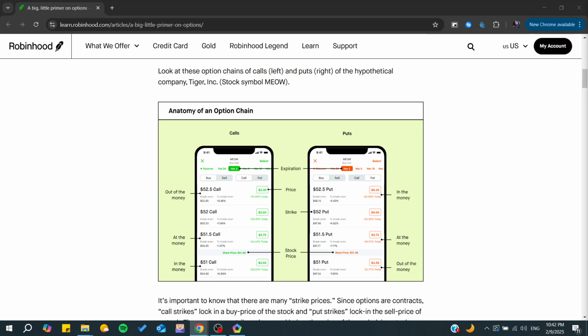In today's tutorial, I'm going to show you how to read the Robinhood option screen. So make sure to watch the video to the end and follow these simple steps.